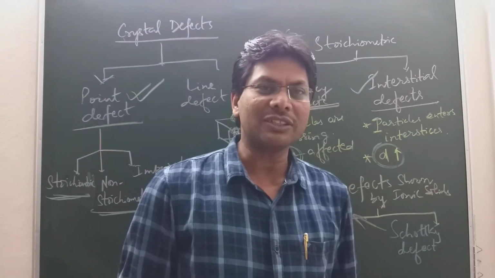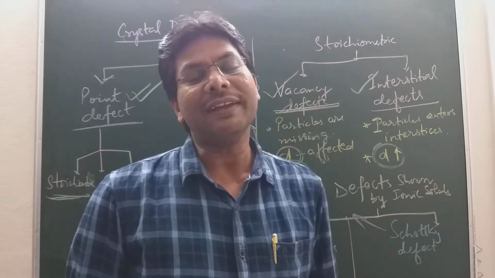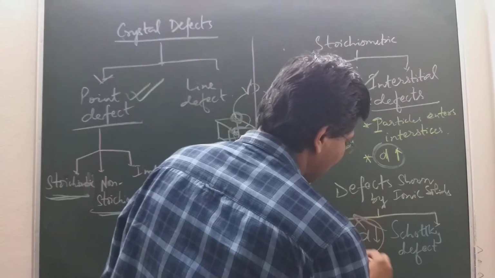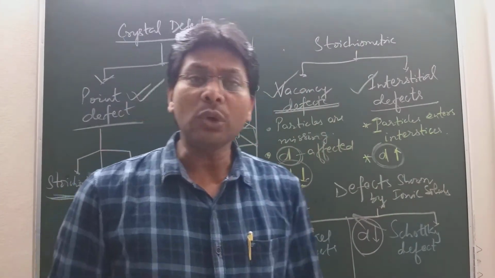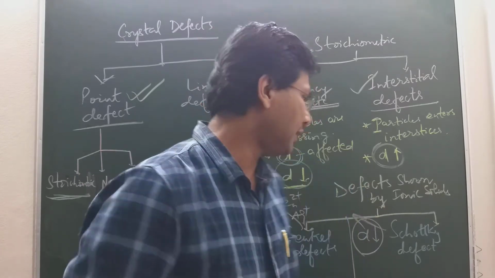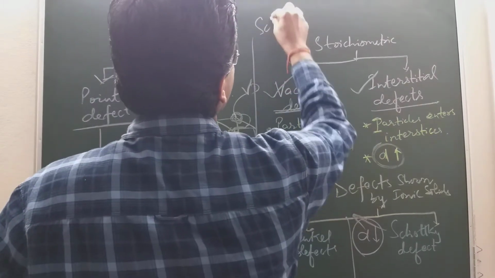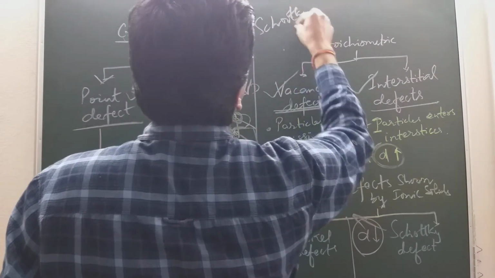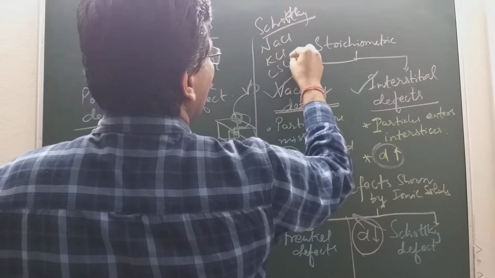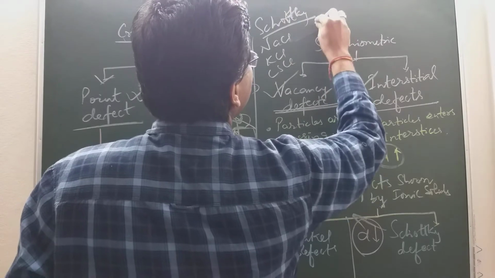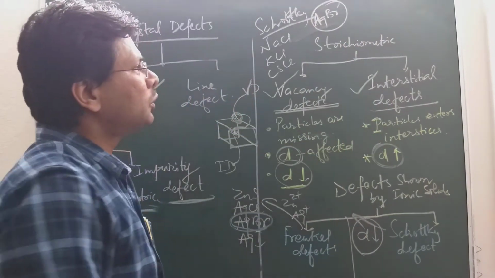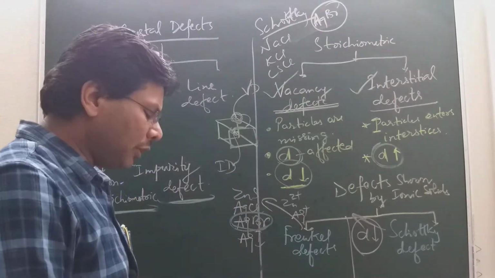What happens in the crystal when equal numbers of cations and anions are missing? That decreases the mass of the crystal. That means the density of the crystal decreases. It is shown by such ionic compounds where the sizes of the cation and anion are almost identical. For Schottky defect, it is shown by NaCl, KCl, cesium chloride, and you have to keep in mind that AgBr, which also shows Frenkel defect, also shows Schottky defect. So this you have to keep in mind. Now coming to impurity defect.